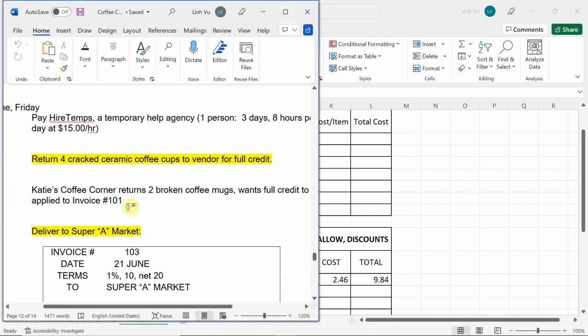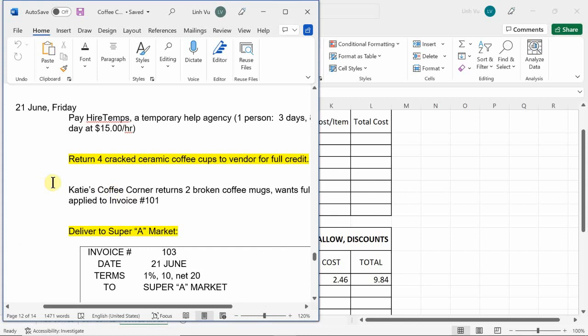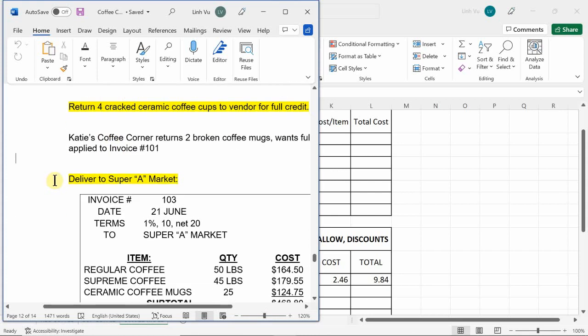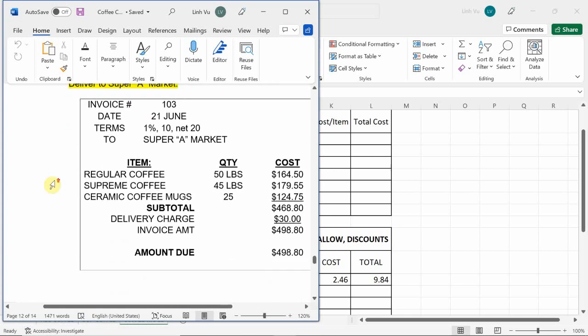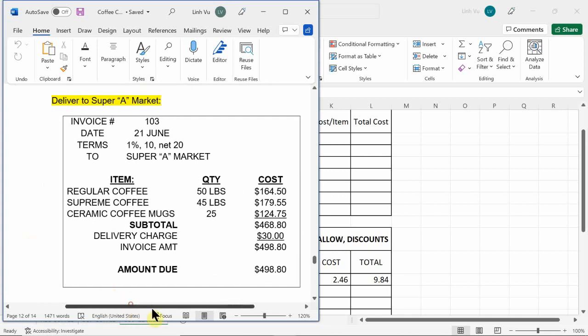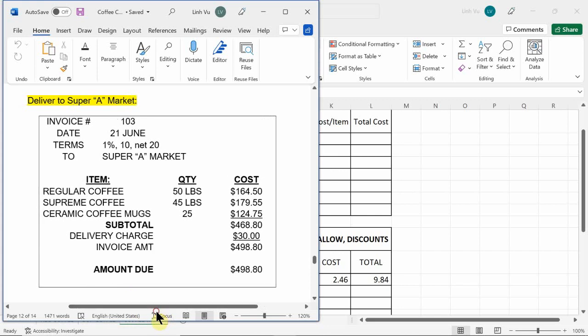So then let's see what happened next. Now we need to deliver to Super A Market. Okay? So this is what we sold to Super A Market. We sold to Super A Market 50 pounds of regular coffee, 45 pounds of Supreme coffee, and 25 coffee mugs. Okay, and we gave them terms 1% 10, net 20. Okay, here's a grand total of $498.80. So, how do I journalize this?